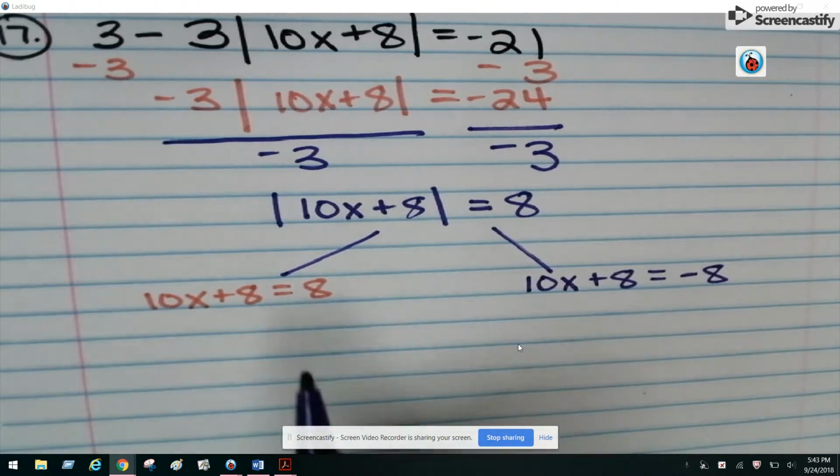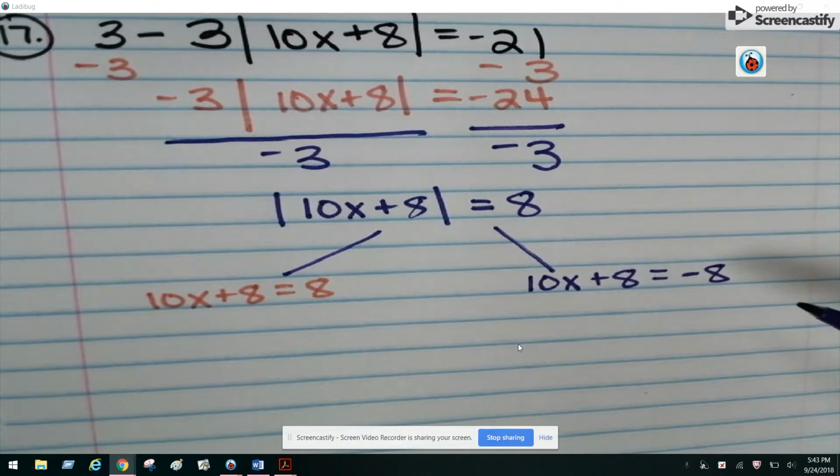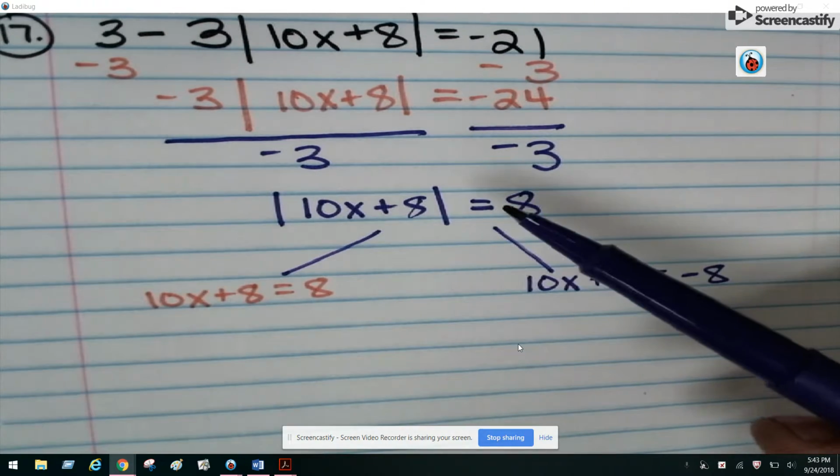Keep in mind, you're never going to change the sign of whatever's inside the absolute value. You're just going to change what it equals, because we know that absolute value is the distance away from 0, and it's always positive. So if I had negative 8, that still would have a distance of 8.